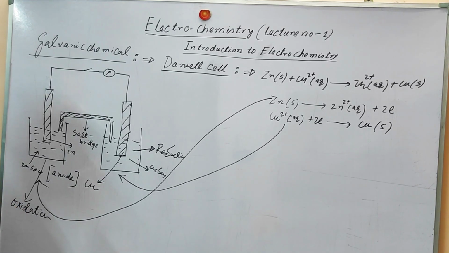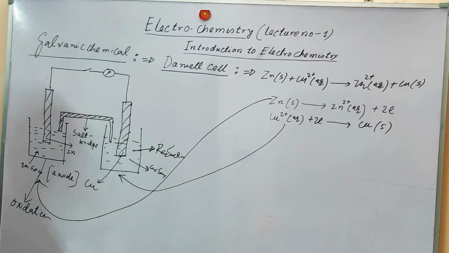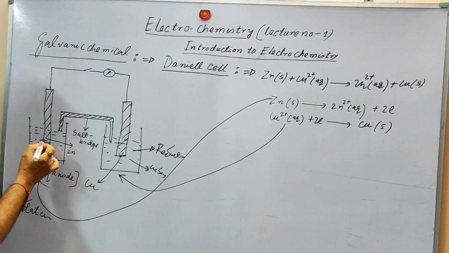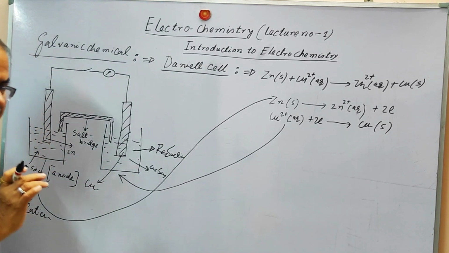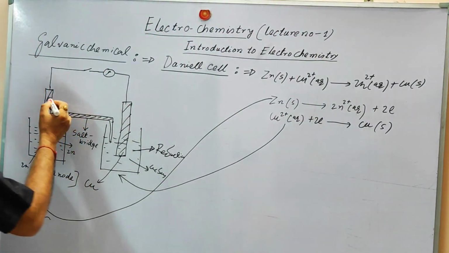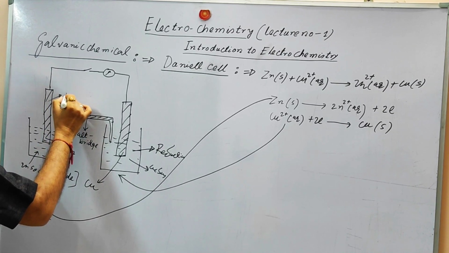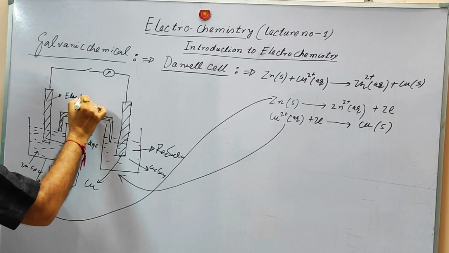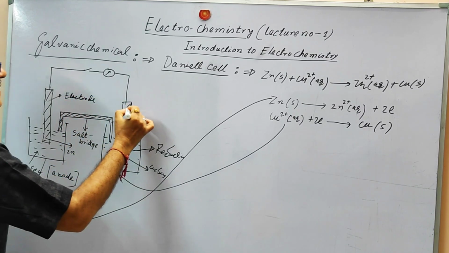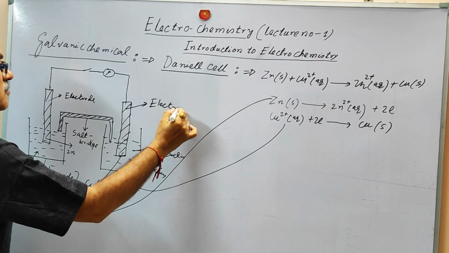So what is going to happen? How the electrons flow is a very important thing that we are going to understand now. You can see the zinc rod is an electrode. This is called the anode. It is one electrode, and the other is another electrode. This is the cathode, and this is the anode.